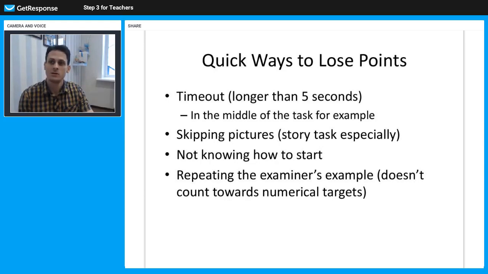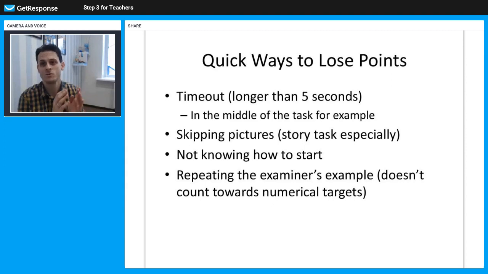If the student doesn't say anything for longer than 5 seconds and doesn't ask for help, I'm afraid I have to move on to the next task. So if we're talking about, for example, the story task where they have to describe 3 to 4 pictures, if they can't start talking about, for example, the last picture, they might lose 25% of the points for that task. Or, for example, the odd one out, they have to talk about 3 sets of pictures. If they cannot do, for example, the middle one, they might lose 1/3 of the points. So you see, it is extremely easy to lose points.